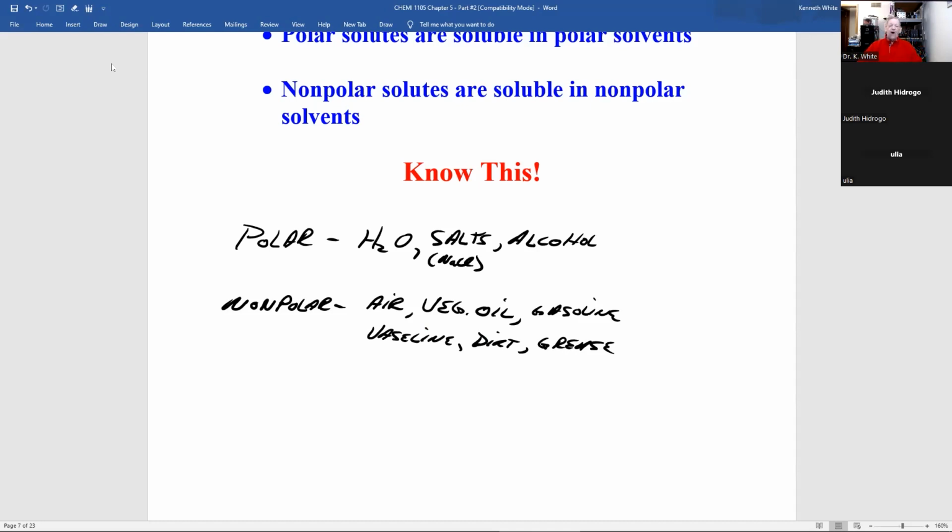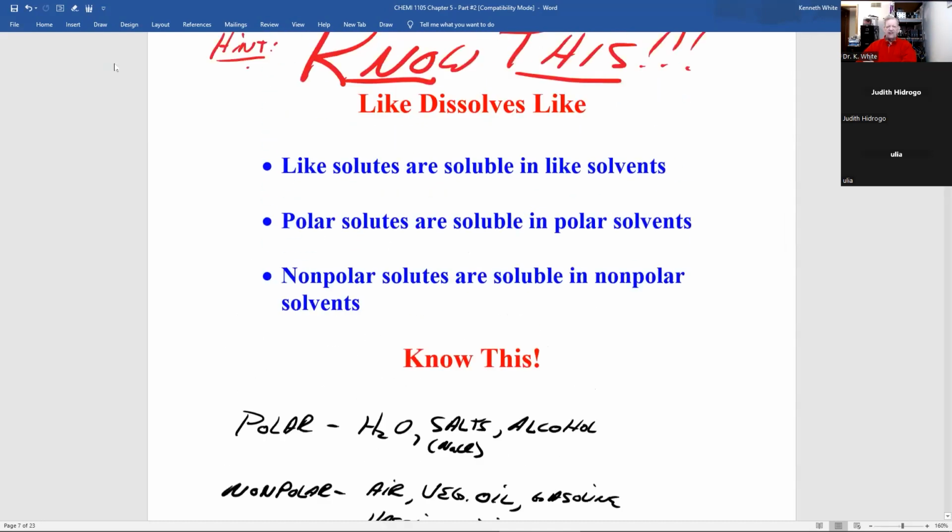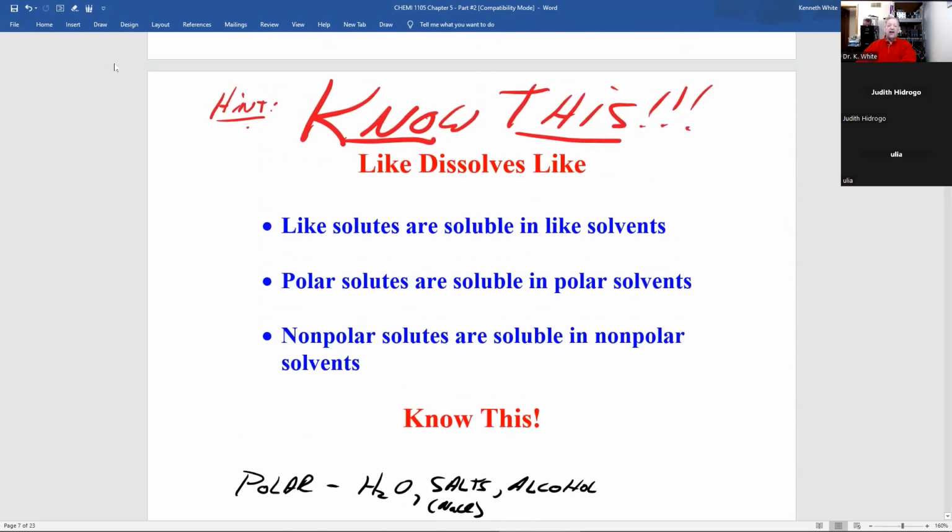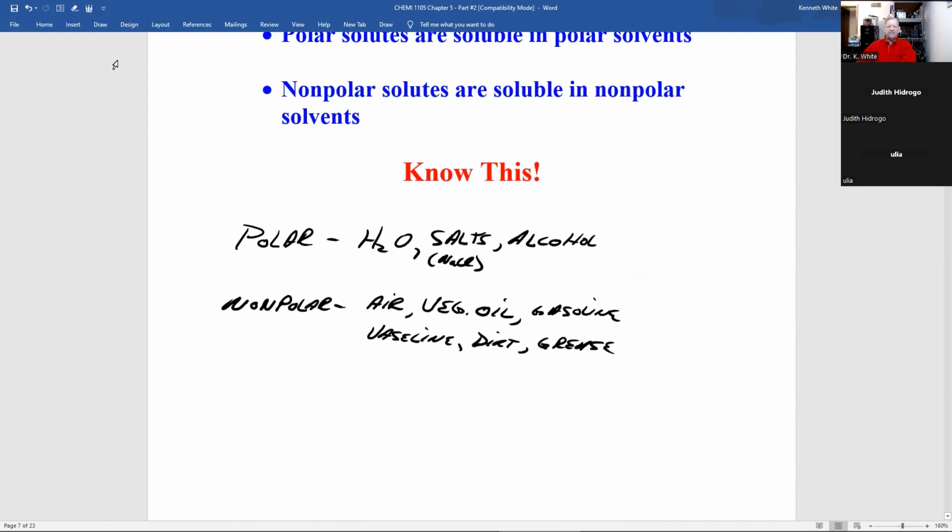Well, if I take water and salt and mix them together, both are polar. Like dissolves like tells us they will be soluble. Now, if I take vegetable oil and Vaseline, guess what? It will be soluble.